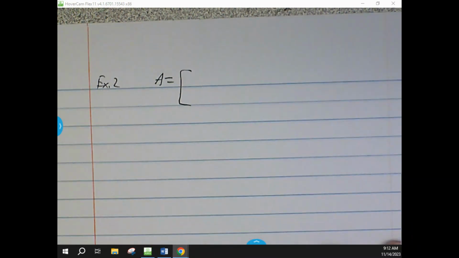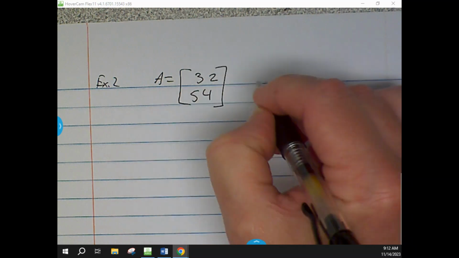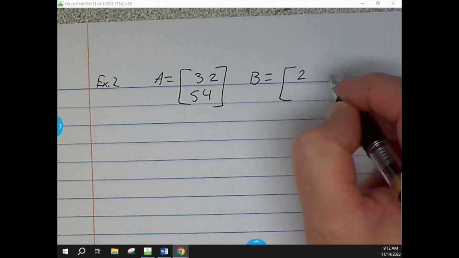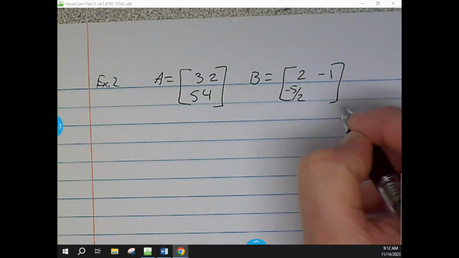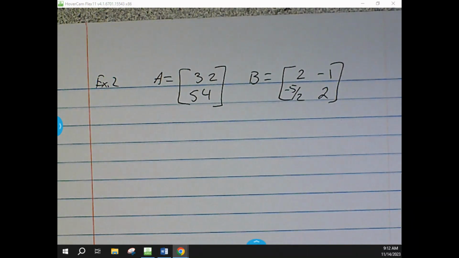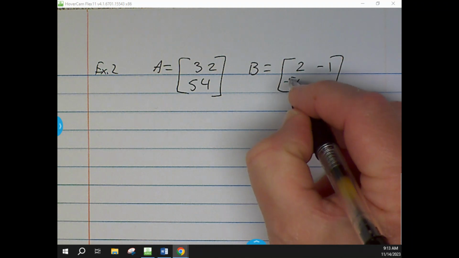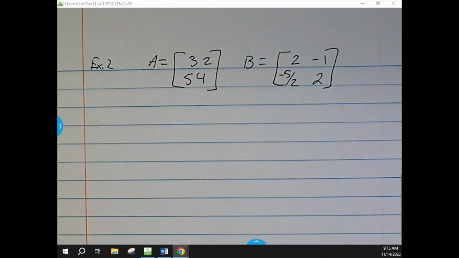All right, so for example 2, A is going to be 3, 2, 5, 4. And B is going to be 2, negative 1, negative 5 over 2, and then 2. That's negative 5 over 2. Throw a fraction at you. We haven't looked at anything with a fraction yet, so just got to throw it in there just to be on the safe side so that nobody freaks out too much.